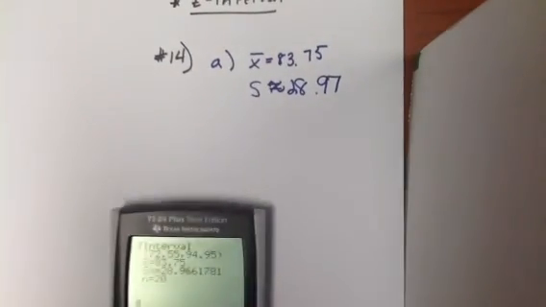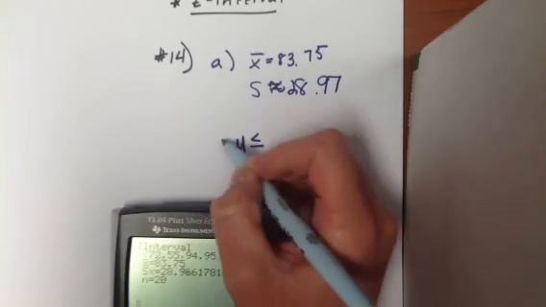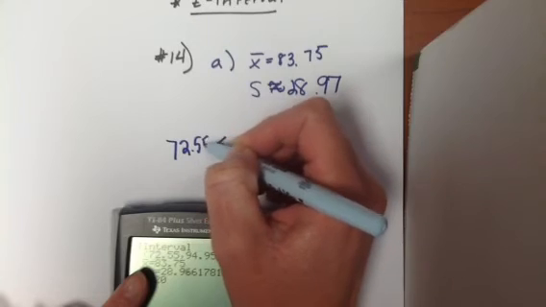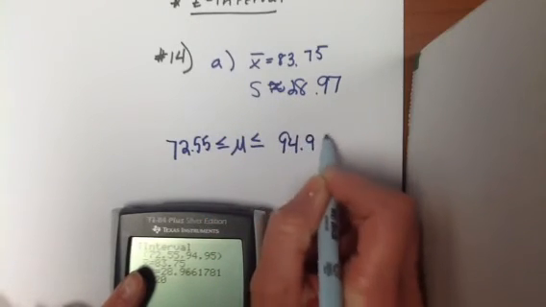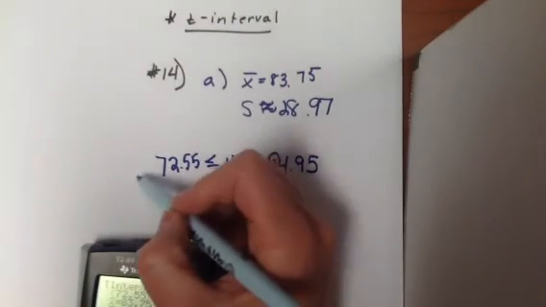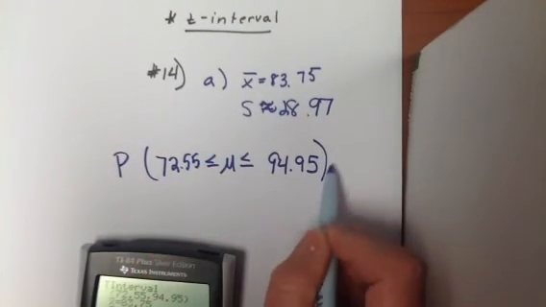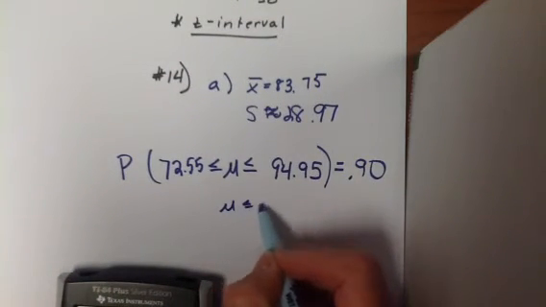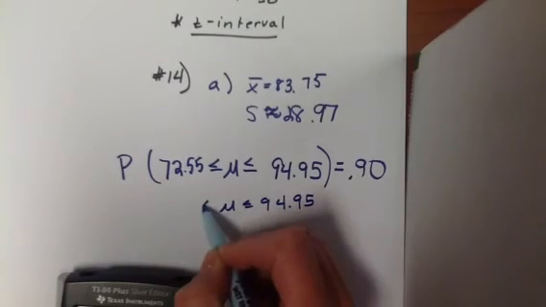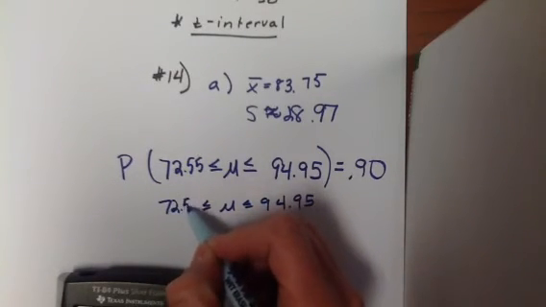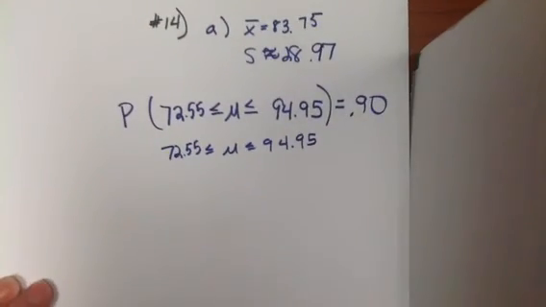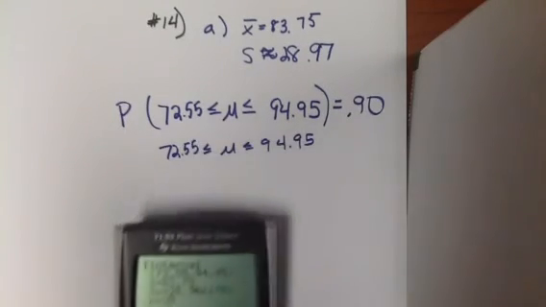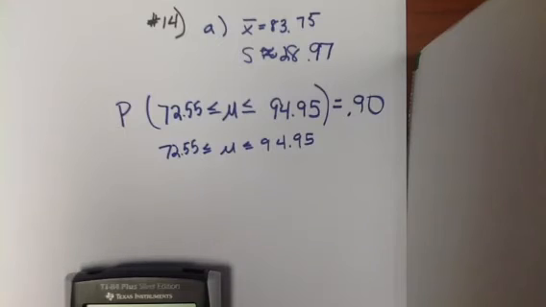Part B asks for the confidence interval. So remember, I'm going to put my mu in the middle because that's what I'm estimating, and then my values on the ends, 72.55 and 94.95. Now some instructors will ask you to show this as a probability statement. What I expect you to do is just have it as an interval like this. If you want to show it as a probability statement, that's okay. But I do require you to put mu in the middle. If you just write it with a comma, I will count it incorrect. So make sure you're showing me you're estimating mu.